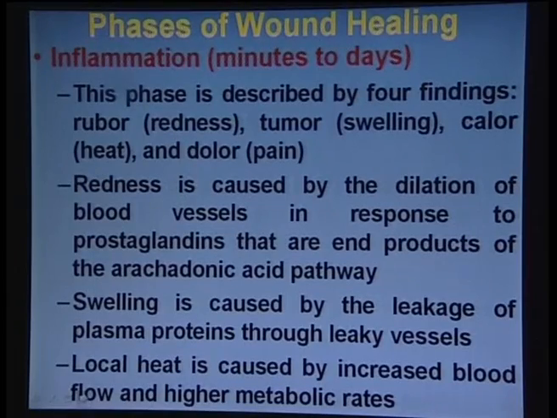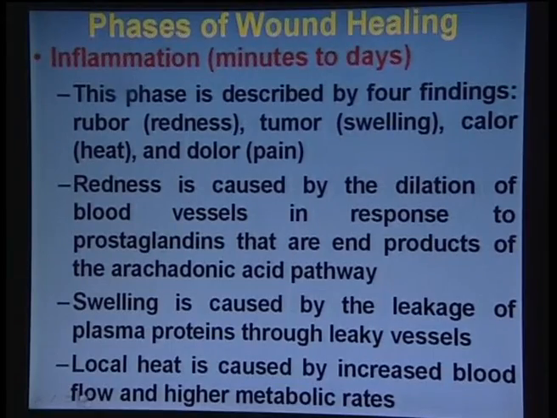Now, inflammation. This phase is described by 4 findings: rubor, that is redness, tumor, that is swelling, calor, heat, and dolor, that is pain. So, the patient here actually feels pain because there is inflammation, and redness is caused by the dilation of the blood vessels. Normally you see that at the point of the wound there is a dilation of the blood vessels in response to the end products of a particular acid pathway. Swelling is caused by the leakage of plasma proteins through leaky vessels, and local heat is caused by increased blood flow and higher metabolic rates. So, increased blood flow can cause local heat. Locally at the wound area you will feel a little bit hot compared to other parts of the body.